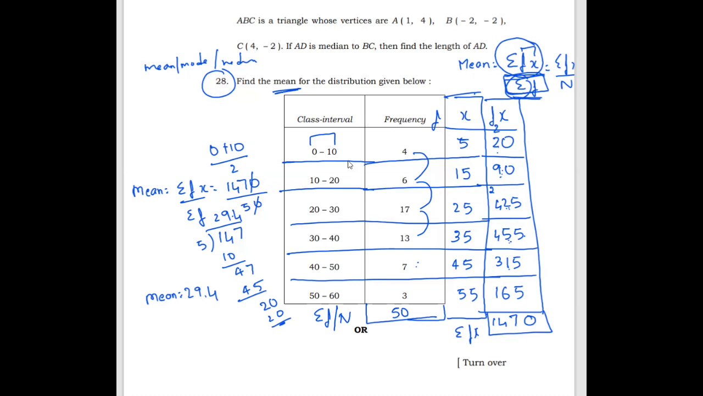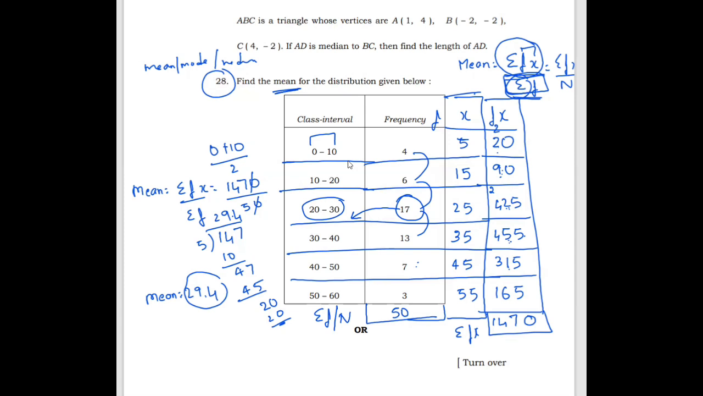It can vary, but remember this check. The answer you get will always be between the maximum frequency class. This is the maximum frequency, right? 17. See, 29.4 is between 20 and 30. So this is your check. Generally it will be like that. If you're wrong, it will vary too much. It should not vary too much.